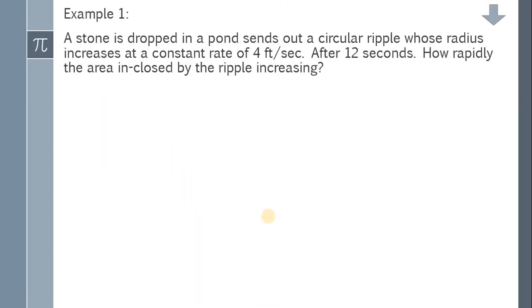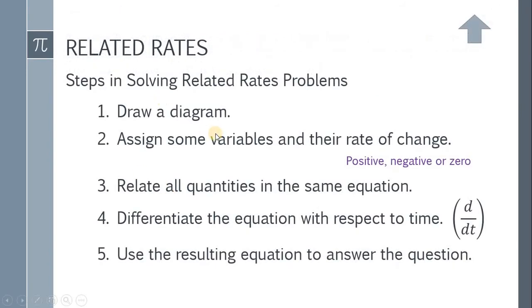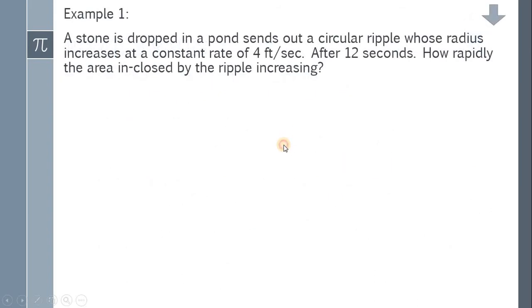Balikan natin ano ba yung mga steps na kailangan natin gawin. So yung step 1 ay draw a diagram. Step 2, assign some variable and their rate of change. Gawin natin yung 1 and 2. Una, gawa tayo ng diagram. So ito ay just a circle. Ito yung circular ripple. Next, kailangan natin ng radius. And yung radius, i-set natin siya as variable r.